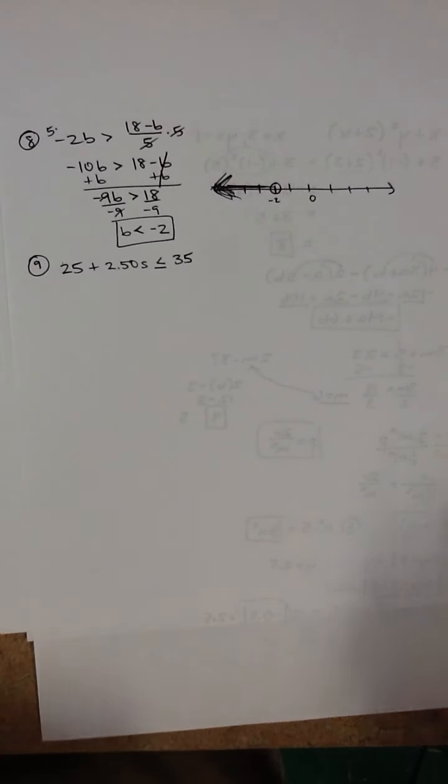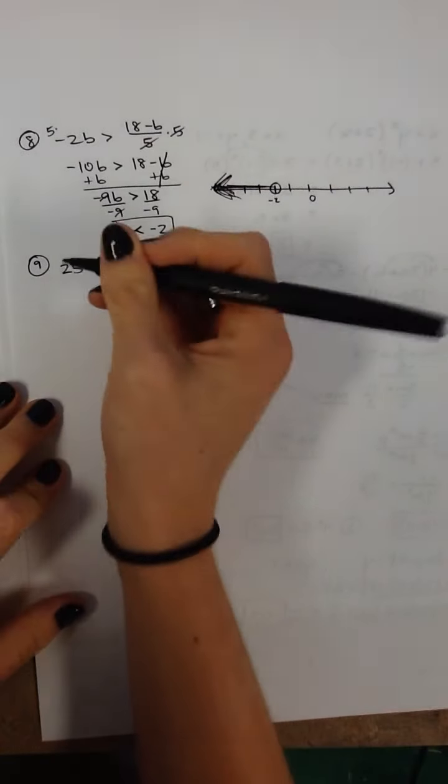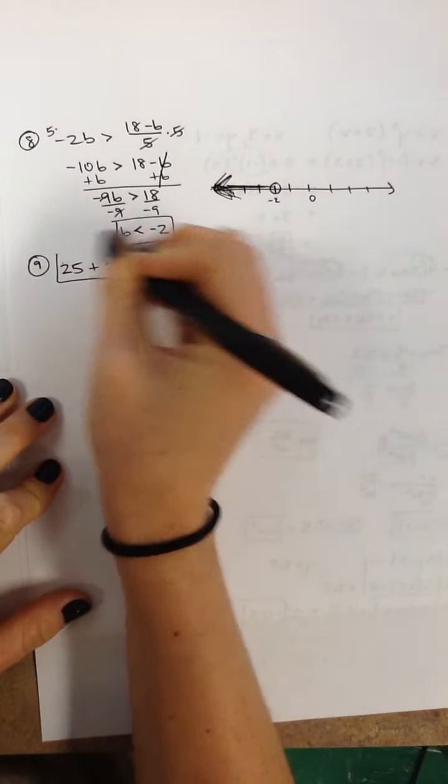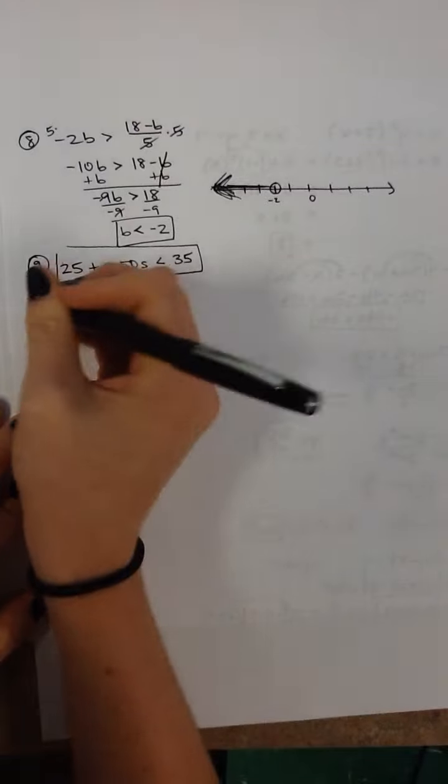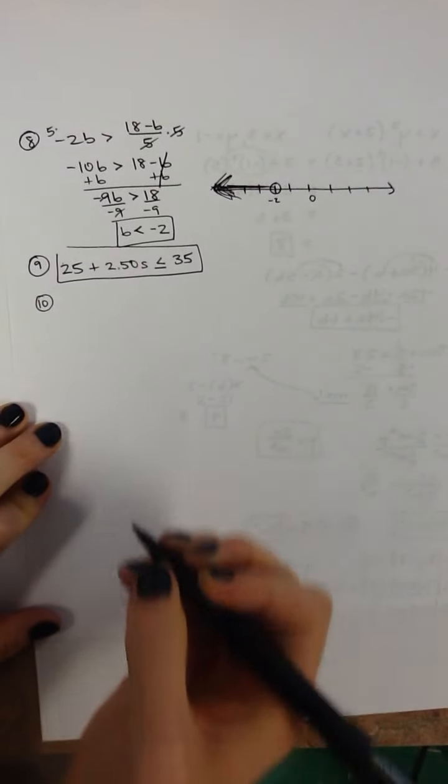So for number 9, all you were asked to do was write an inequality. We don't have to solve it. We don't have to graph it. So make sure you're looking at directions carefully. Number 10, we're going to solve this one.